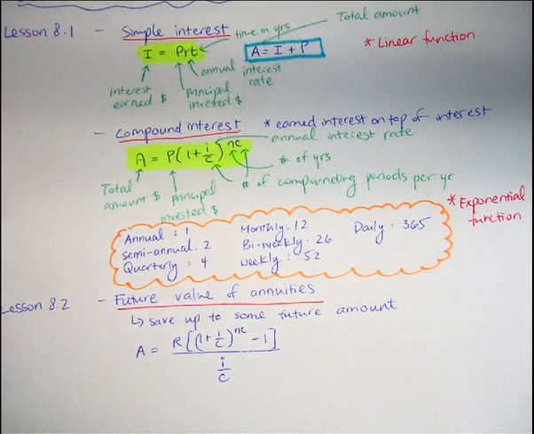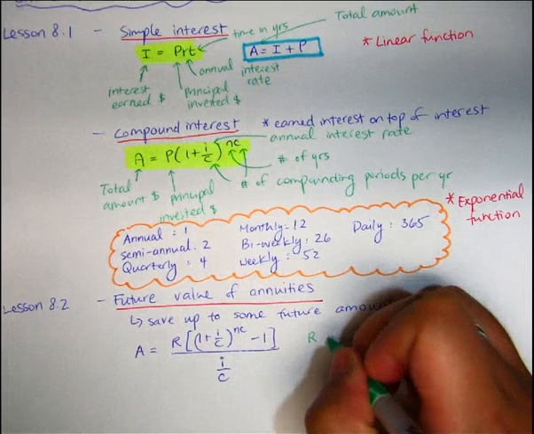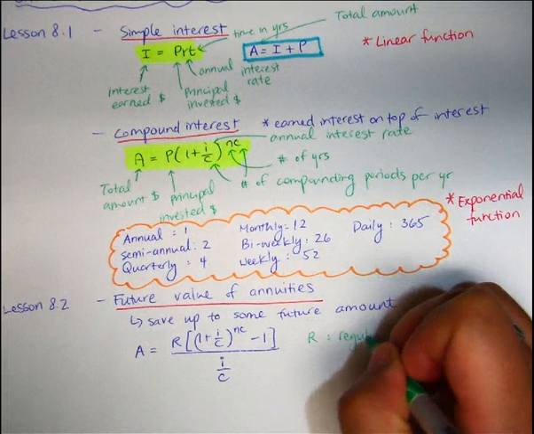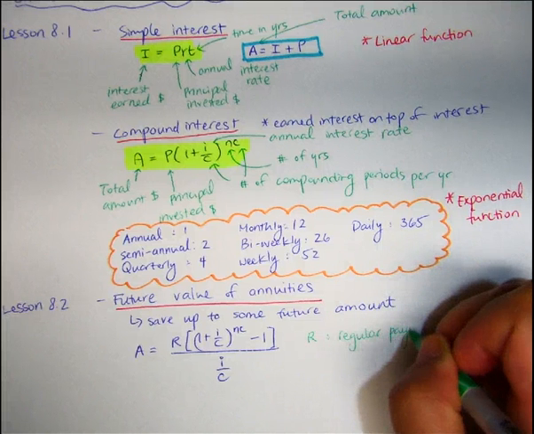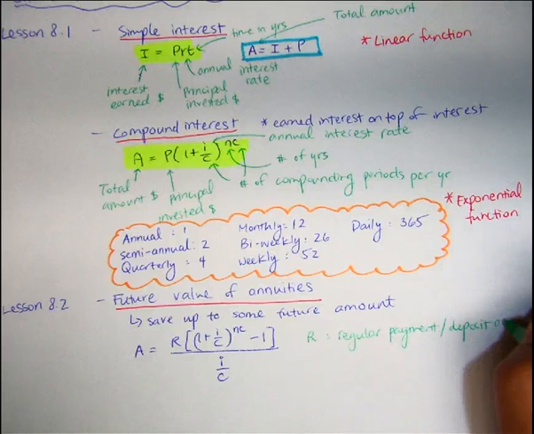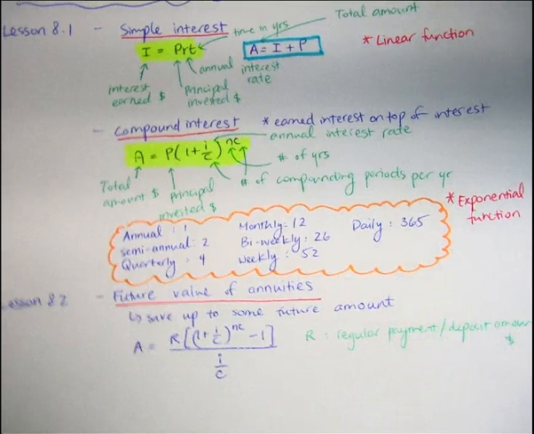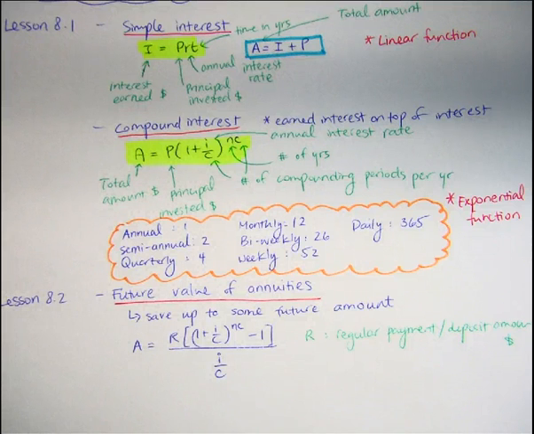And A still stands for the same thing. I and C and N all stand for the same thing. R just represents the regular payment, or if you want to think about it as a deposit amount. So that's in dollars, and that's really the only new variable.